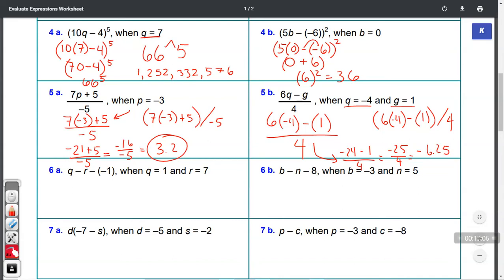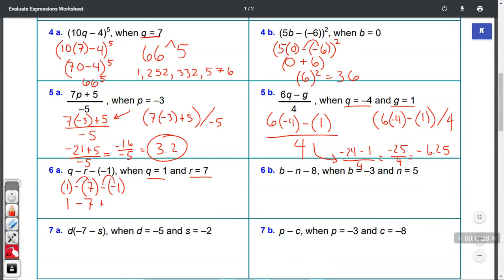All right, now let's take a look at this next one, 6. I've got Q and R. All right, so I'm going to plug in 1 for Q minus 7 for R minus negative 1. All right, and in this case here, I really can drop this parenthesis for the first one, 1. Minus 7 could just be written like that.